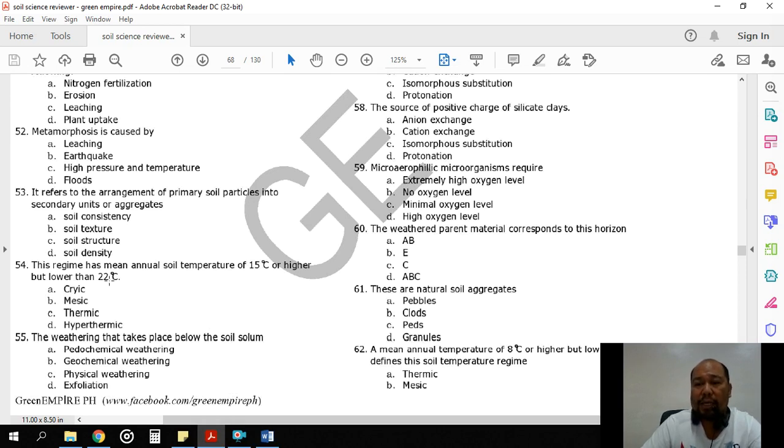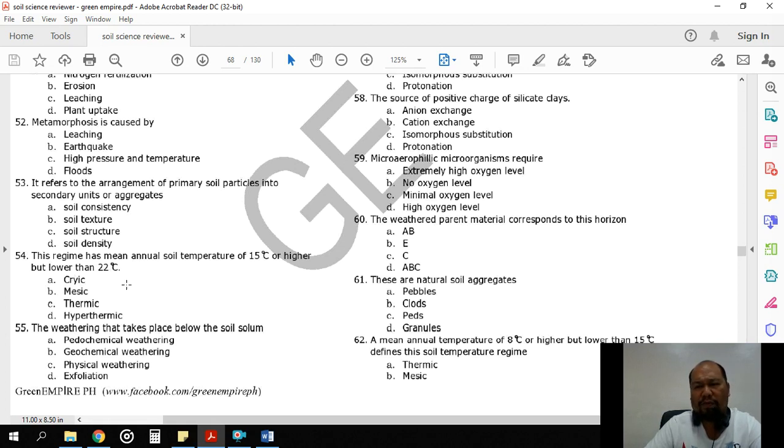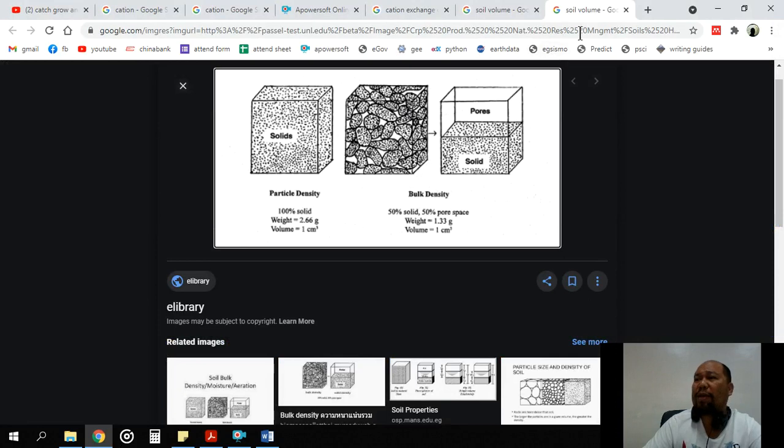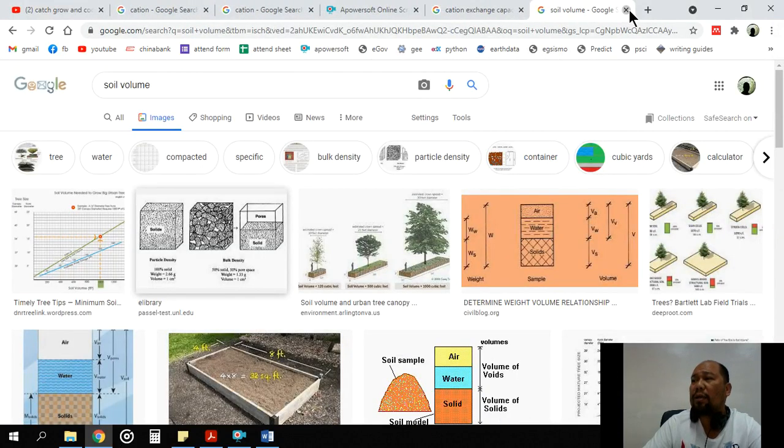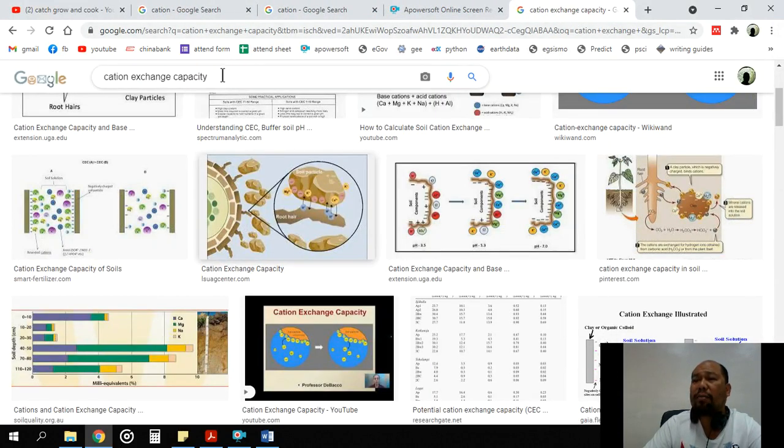Next is, this regime has a mean annual soil temperature of 15 degrees or higher, but lower than 22 degrees. Actually, this is a textbook definition, so it is not up to me. But let's try to look at it. Look up soil temperature regimes. We can find that easily online. There are standard ones.